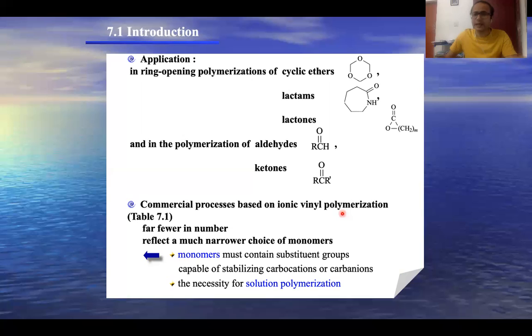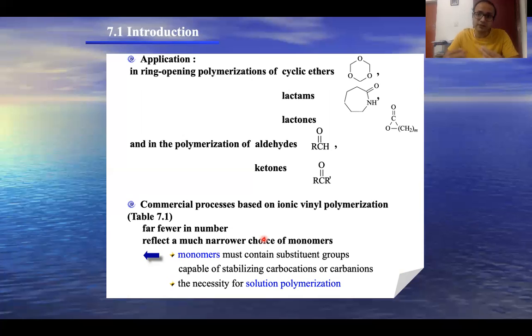Now, when it comes to vinyl polymerization, the versatility that you find in the free radical polymerization is not found in the case of ionic polymerization. We can only use a few of the vinyl monomers to do the ionic polymerization, because when we look into the mechanism, we'll find that when the initiator monomer complex is formed, the formation or the rate of this initiator monomer complex depends greatly on the stability of the carbocation.